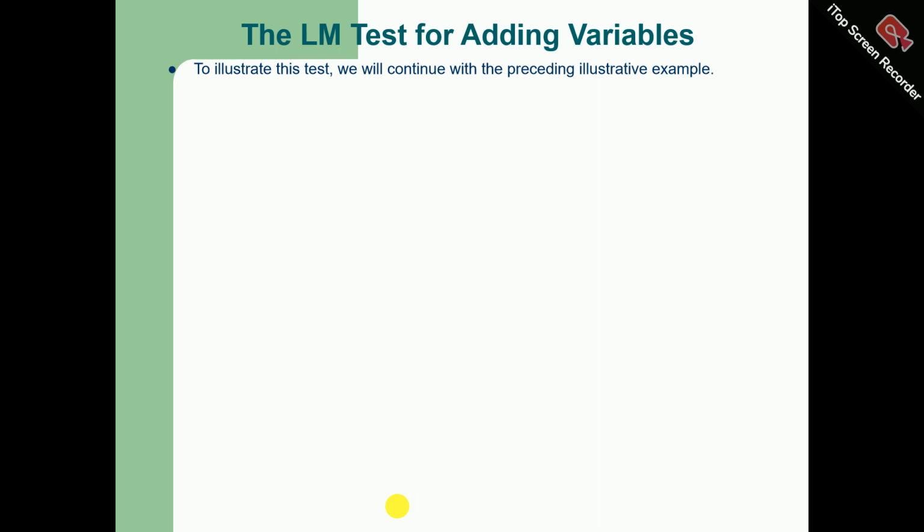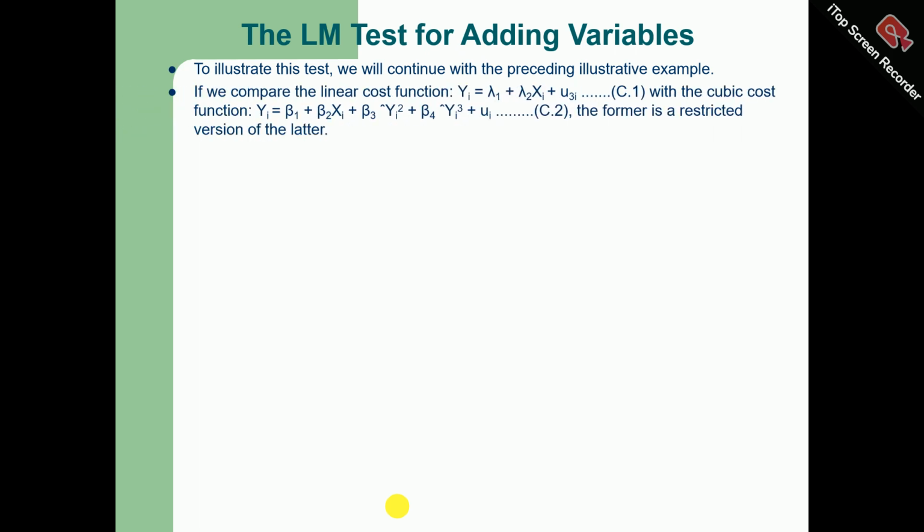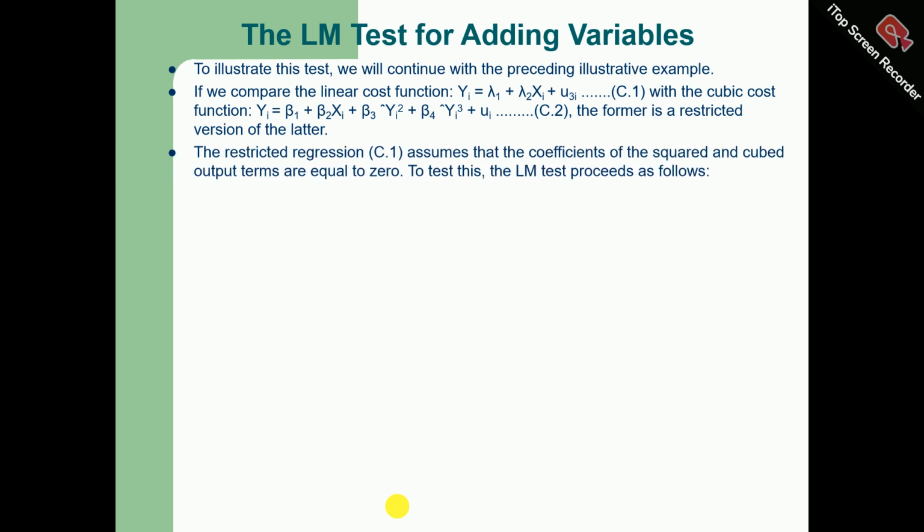This is another test, that is the Lagrange multiplier test for adding variables. To examine this test, we will continue with the preceding example that we used already. If we compare the linear cost function C1 with the cubic cost function C2, the former is the restricted version of the latter. The restricted regression assumes that the coefficients of the squared and cubed output terms are equal to 0. To test this, the LM test proceeds as follows.